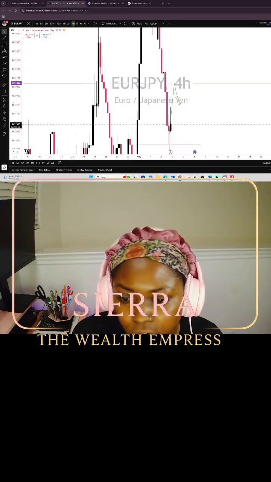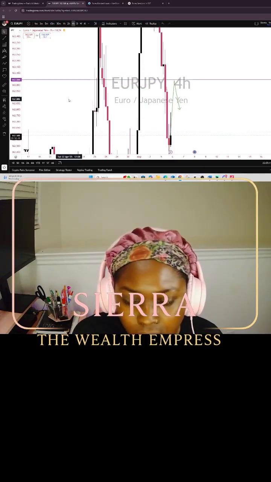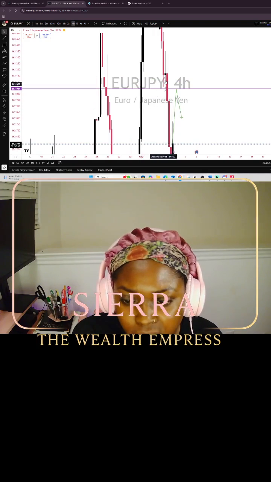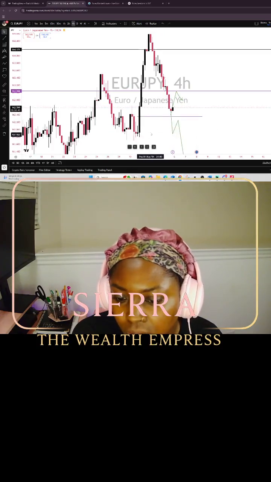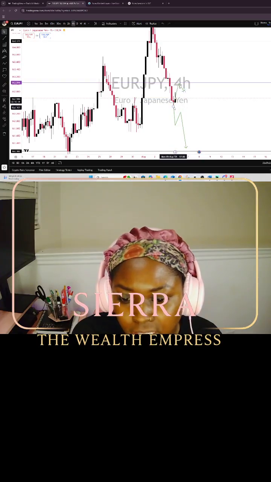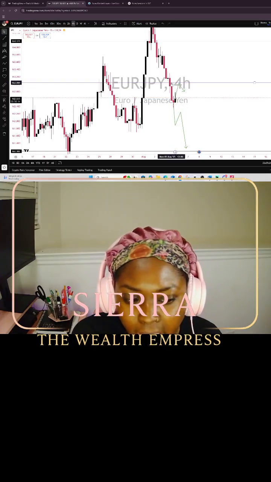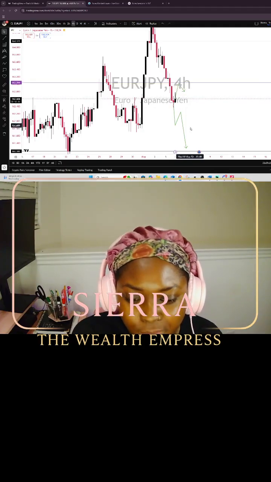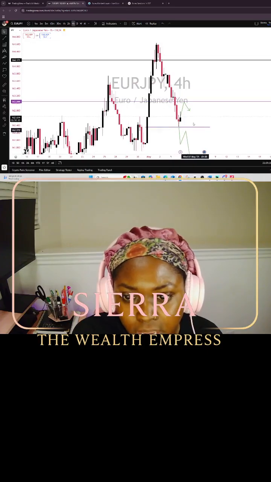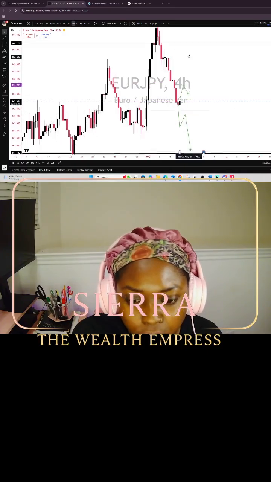CRT stands for candle range theory. There's another gap right here on top of our daily gap. So price could decide to bounce back into this gap. And then from this gap, we can decide if price is going to come to the 50% or if price is going to make a new high.